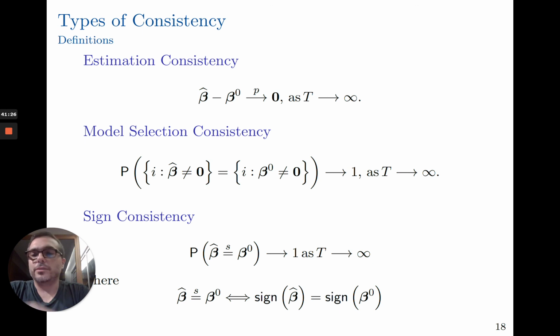Okay? But what's model selection consistency? We want to select the right variable. So we want to estimate as non-zero the same coefficients as the truth. Okay? And we may want something that's even more difficult, that's sign consistency, because for the ones that we estimate as different than zero, we want to get the sign correct. So if it's a true negative parameter, we want to estimate it as a negative parameter. If it's positive, we want to estimate it as a positive parameter, right?